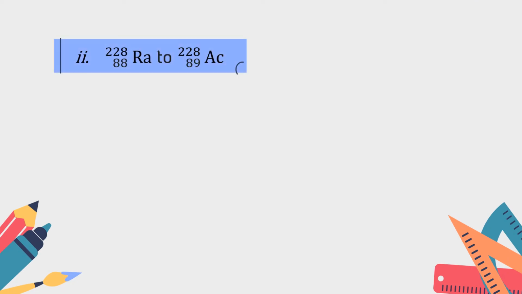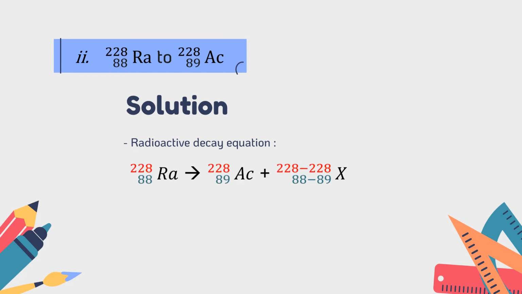Now, let us proceed with number 2 Roman, which is the decay of radium-228 into actinium-228, which is the isotope of radium. As for the solution of this decay, we will use the radioactive decay equation. Radium-228 will decay into actinium-228 and emit X. So, now how are we going to search for the nucleon number and the proton number of X?